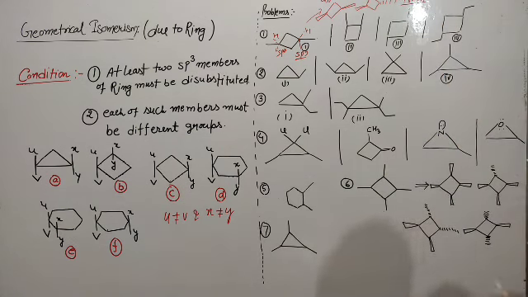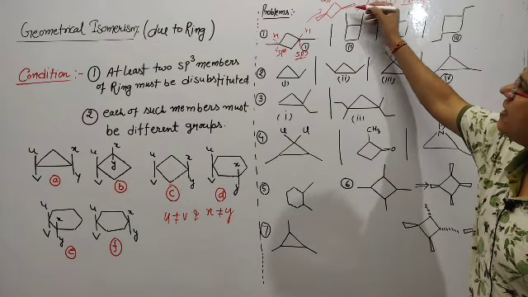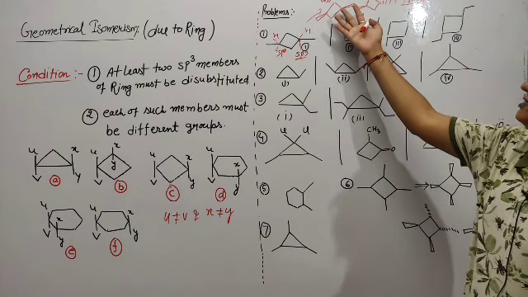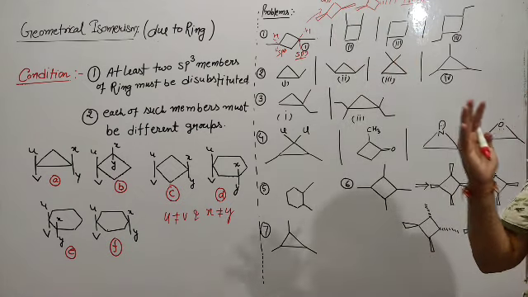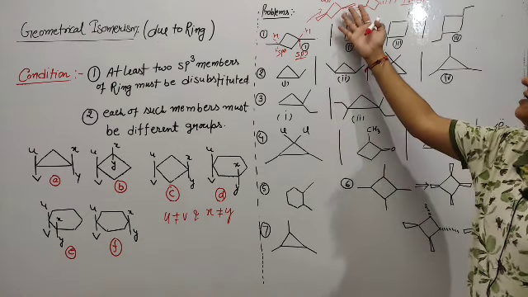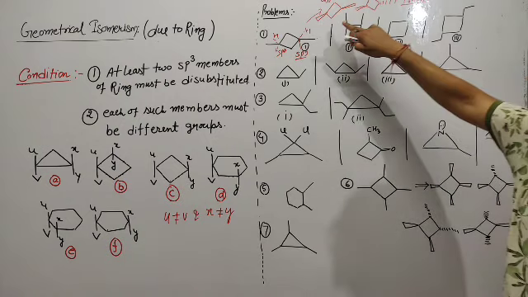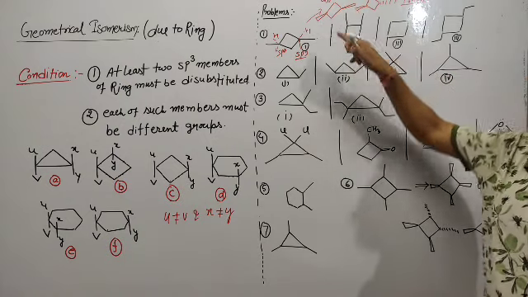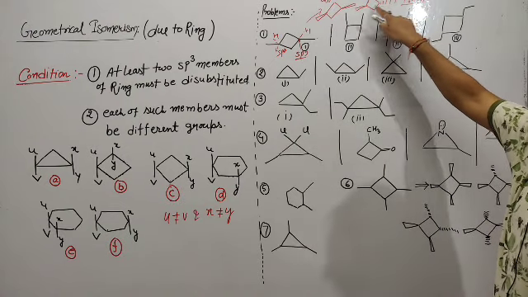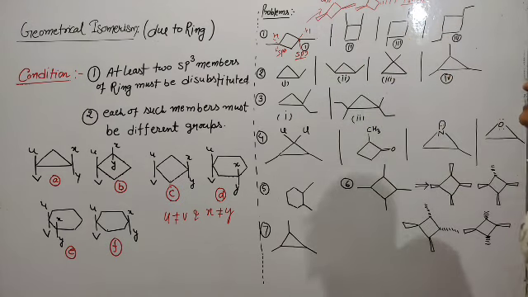So cis form means the groups are on the same side. If you write both in dash form, then the dash groups are on the same side, or in wedge form, both groups come outside, and in dash form both groups go inside. So if you present both dash here, or both wedge here, both are the same. That's why one is same, another is different. The different form is called the trans form and the same form is called the cis form.